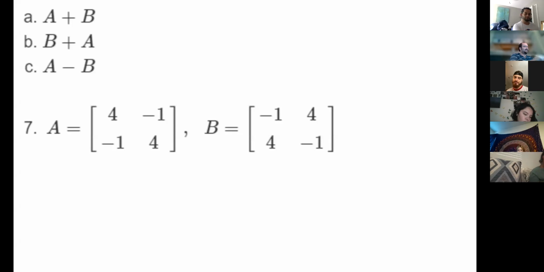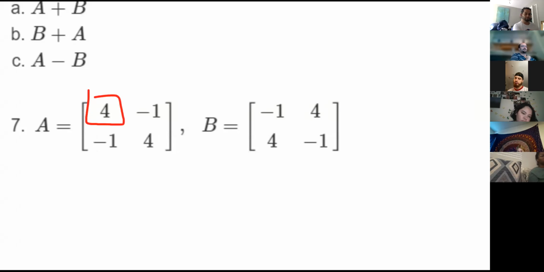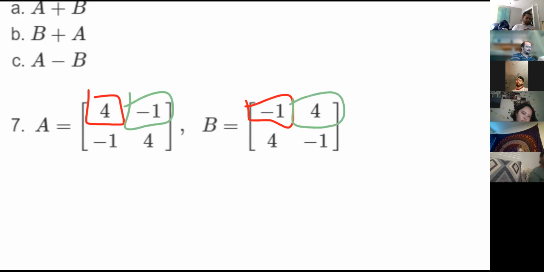So what did you do to add these things? I went row by row, and I added across the top row by row. So if I'm looking at that four right there, what should I be adding that to? -1. Yeah, right here. And you're going across. I don't know if you want me to do these in different colors. I guess I can do that. Yeah. Going row by row.